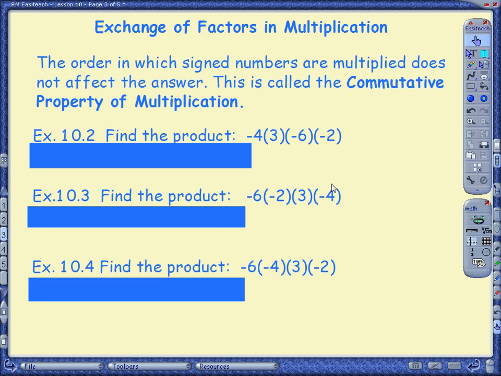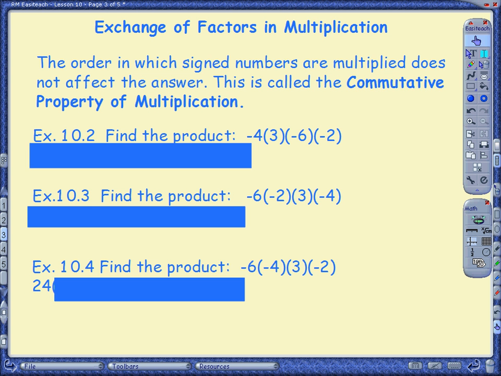So even though in this problem the 6 is no longer the 3rd factor, it's number 1. Negative 2 is no longer the 4th factor, it's the 2nd. 3 is the 3rd factor, and negative 4 is the 4th factor. What do you think the answer is going to be to this? Again, we've just rearranged those factors. Negative 6 is first, negative 4 has moved to second, 3 has stayed in third, and negative 2 has gone back to fourth.